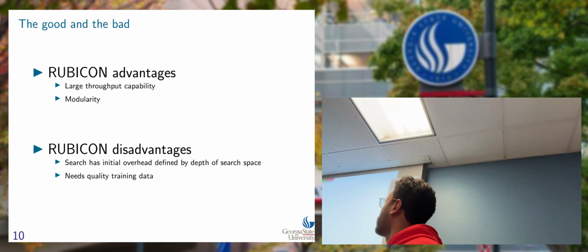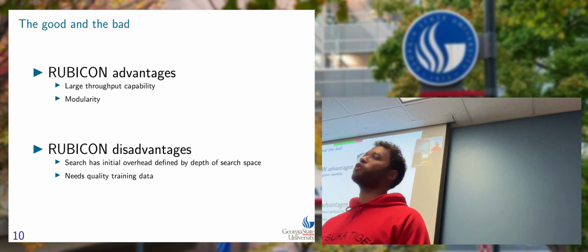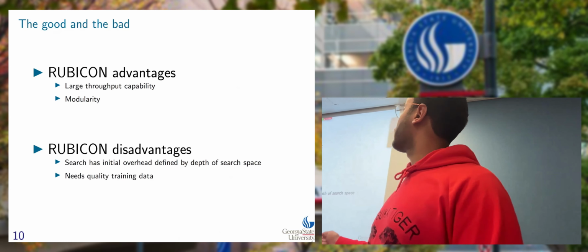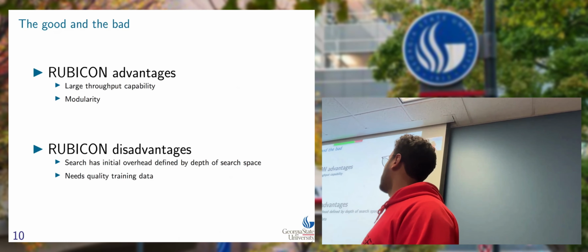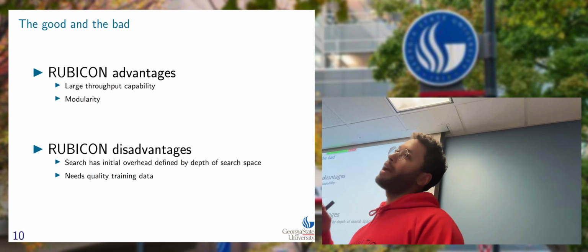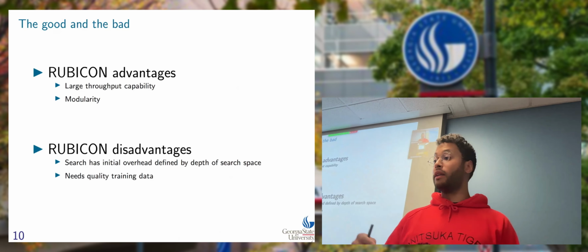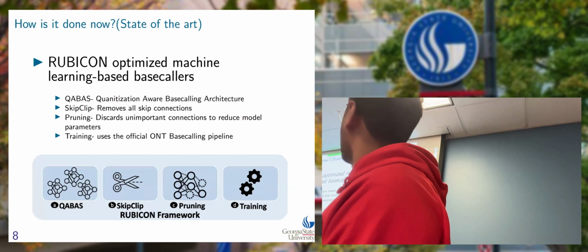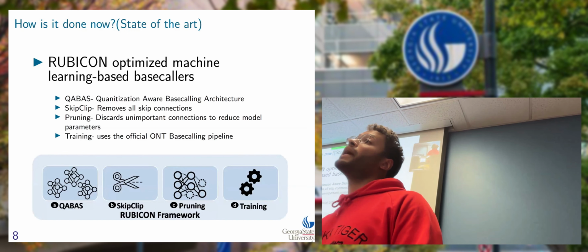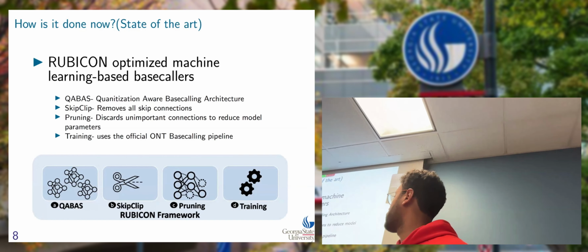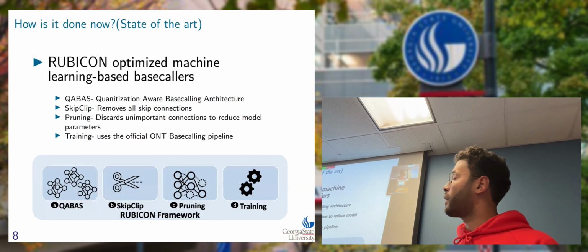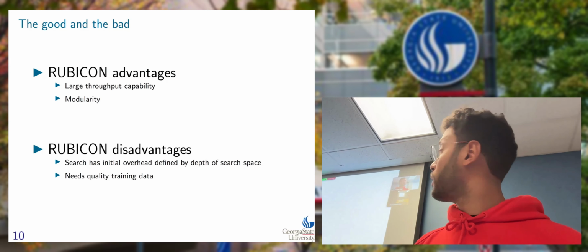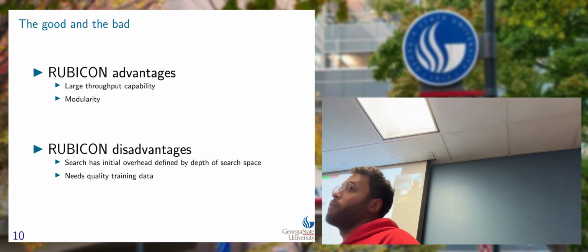Well, what's the good and the bad? Well, Rubicon is cool, right? But there's always trade-offs when we're talking about a new architecture, model, anything. We will always have trade-offs. In general, Rubicon has a large throughput capacity and is modular. Because of this Quabus step, you are able to apply many different architectures to this Rubicon. And from there, you can still maintain the same advantages, but you can use different models for it.